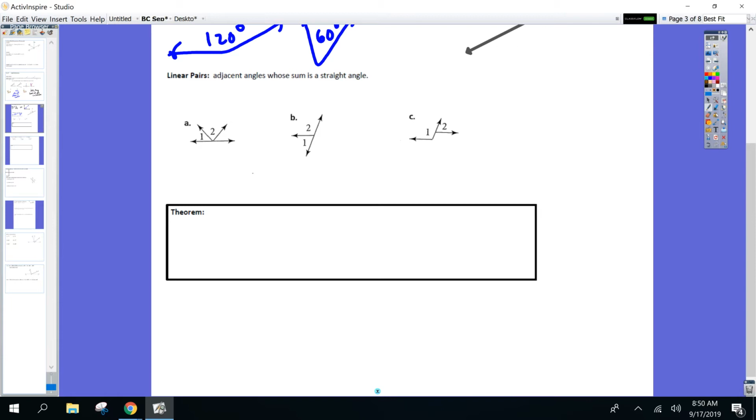1 and 2. Yes or no, linear pairs? Why not? They don't form a line. So that's a big no. How about diagram B? Yes, they definitely do. Two angles that form a line. And then what about C? Well, first of all, they're not even adjacent. They don't share a vertex, so I'm not even going to care if they form a straight line or not.